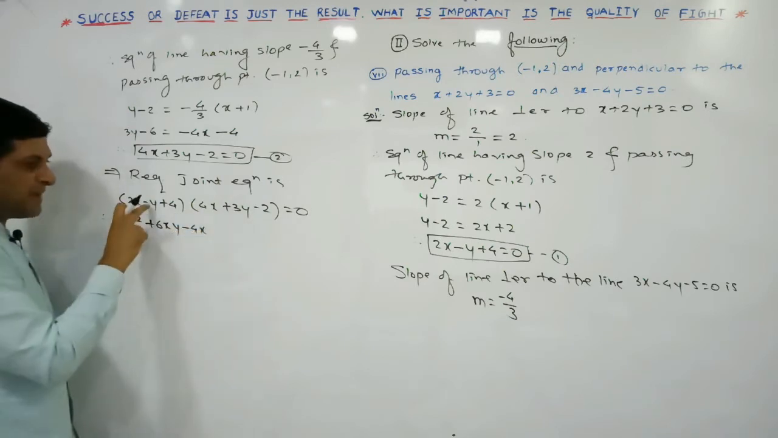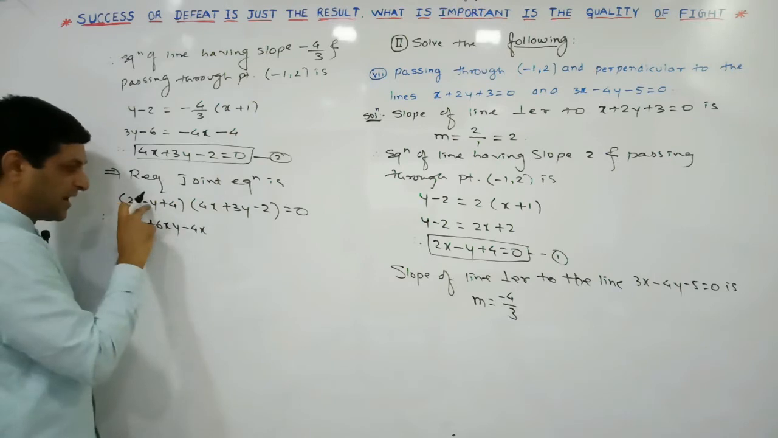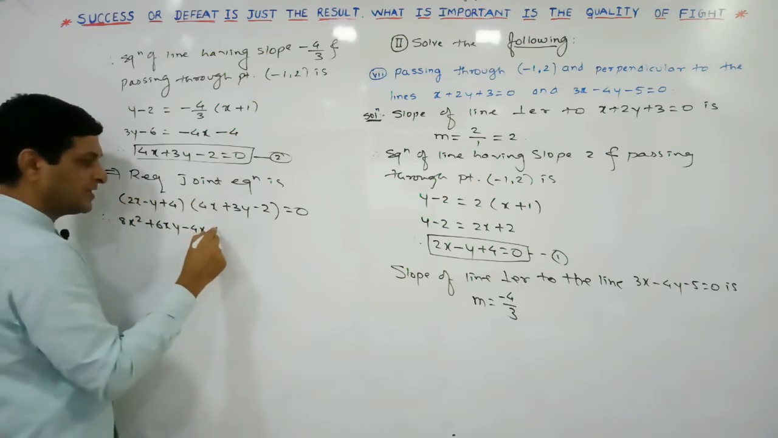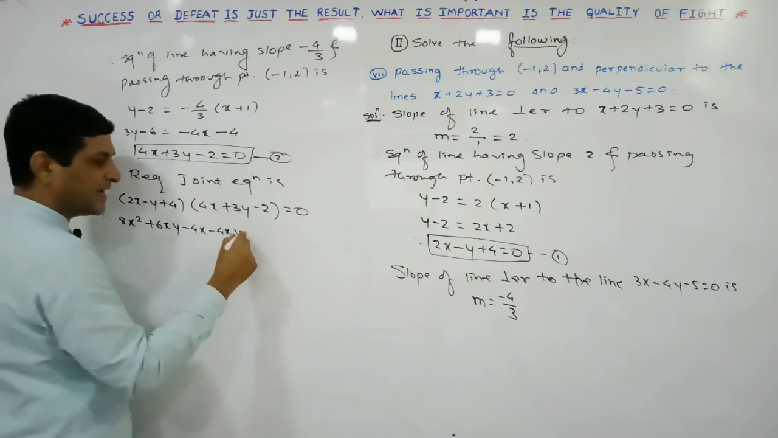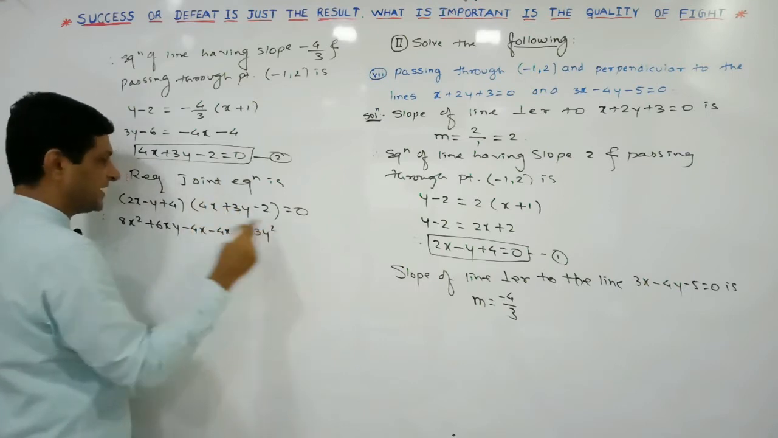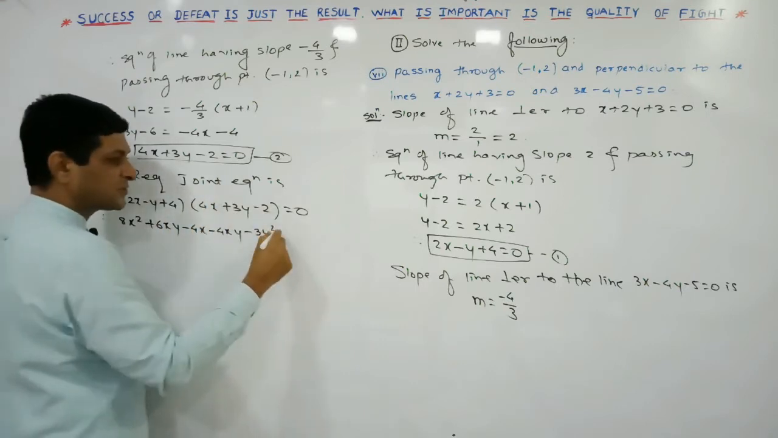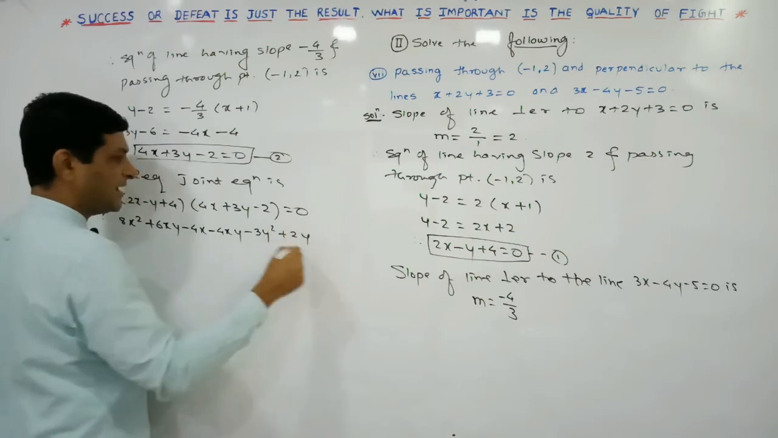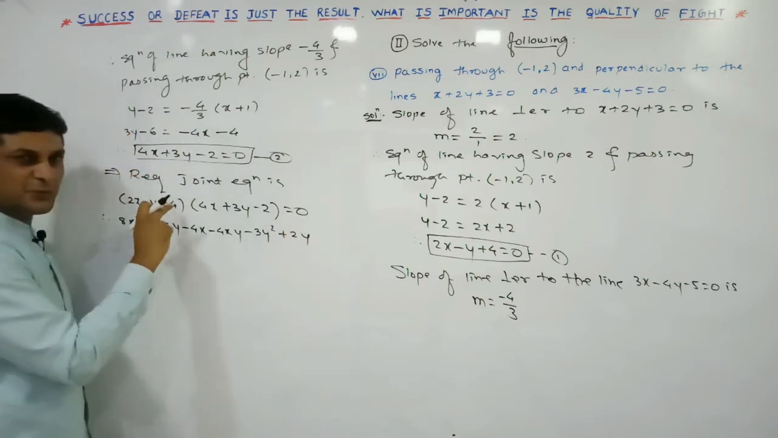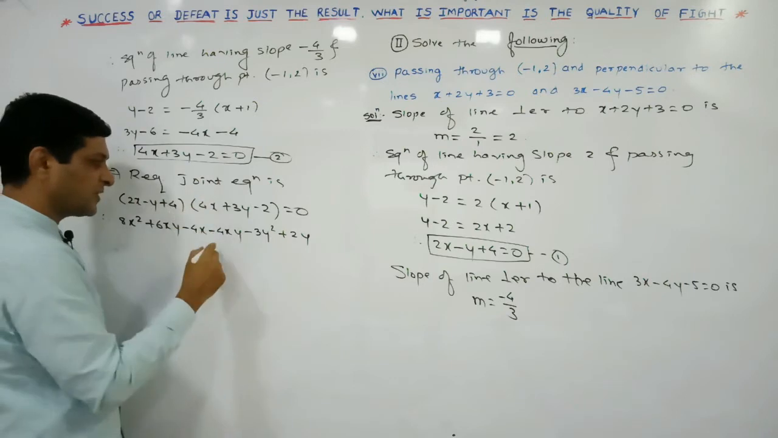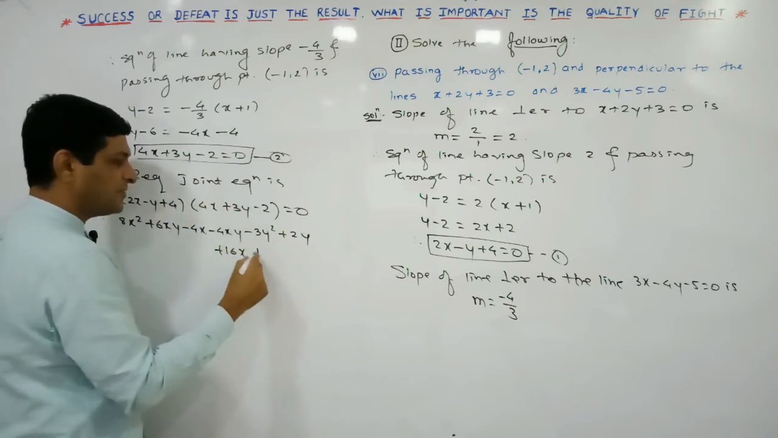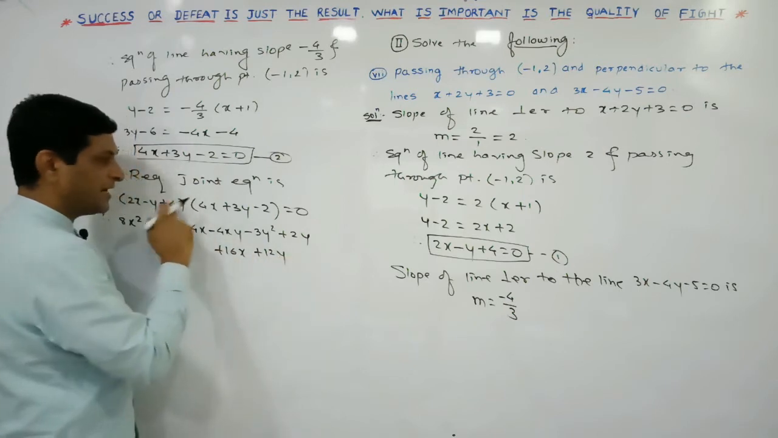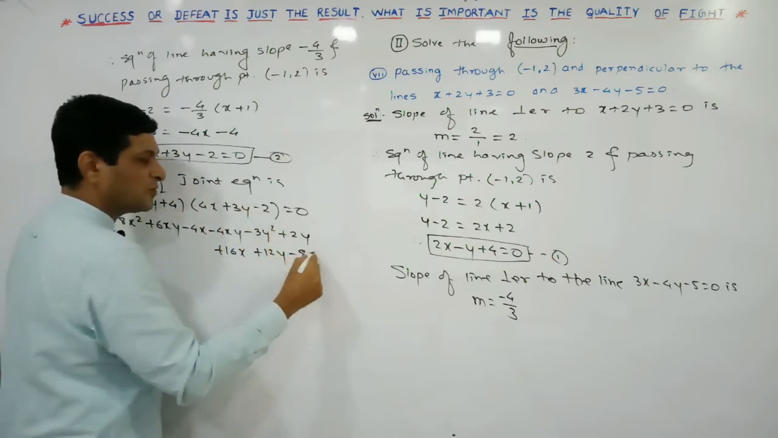Now multiply by minus y to all the terms. Minus y into 4x is minus 4xy. Minus y into 3y is minus 3y square. Minus y into minus 2 is plus 2y. Then multiply by plus 4 to all the terms. 4 into 4x will be equal to 16x. 4 into 3y will be equal to 12y, and 4 into minus 2 will be equal to minus 8.